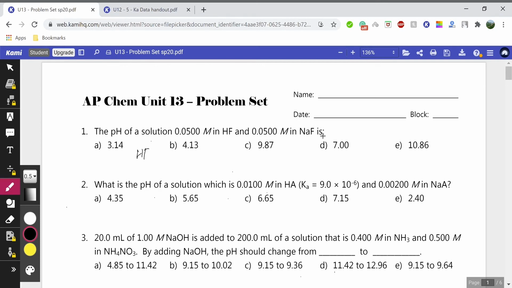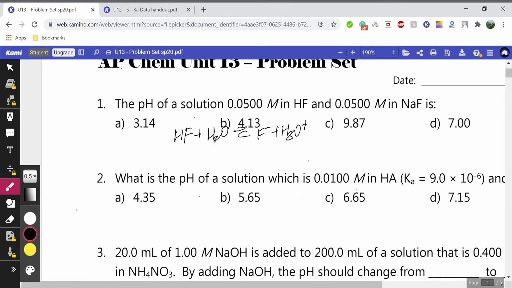So HF plus H2O will form F minus plus H3O plus, because Na is a spectator ion, since it's a weak conjugate acid. Alright, now over here, let's use the RICE chart because we do not need to use the ICE chart to show the consumption of moles. Over here we have 0.05, and over here we have 0.05 as well. So let's cross out water and put 0 over here. This will be minus x, 0.05 minus x, this will be plus x, 0.05 plus x, this will be plus x, and this will be x.